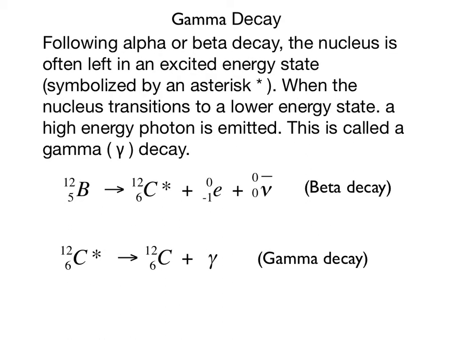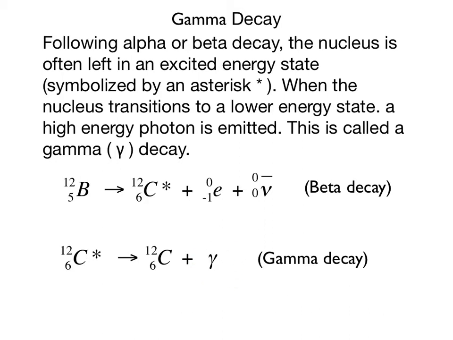So our third and last type of decay is the gamma decay. And the gamma decay is a little different than the alpha and the beta because there's no transmutation. You have the same element after a gamma emission as you had before. Following an alpha or beta decay, the nucleus is often left in an excited energy state, symbolized by this asterisk. When the nucleus transitions to a lower energy state, a high energy photon is emitted. This is called a gamma decay.